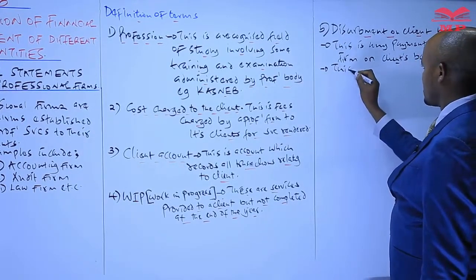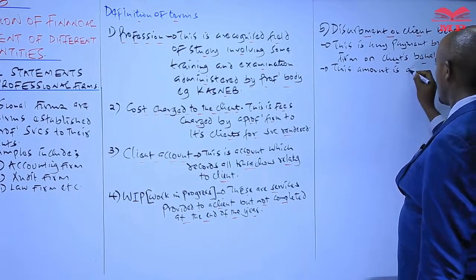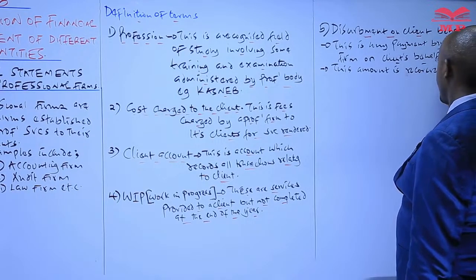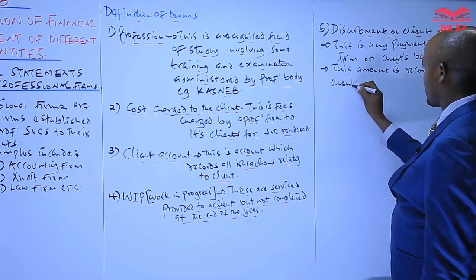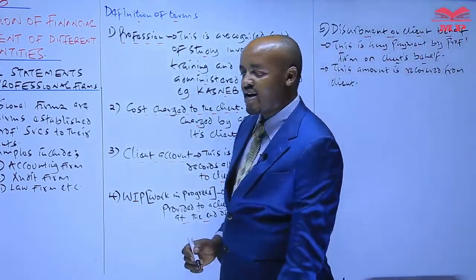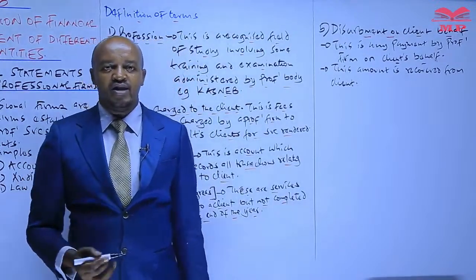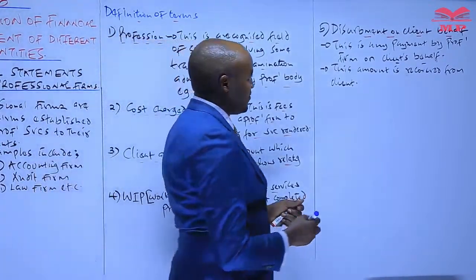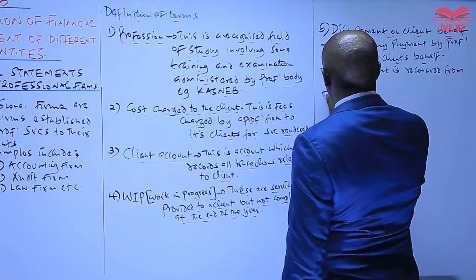So this amount is recovered from the client. Recovered from who? From the client. Yes. So these are basically some of the terms which you must be able to define as far as professional firms are concerned. And from there we can then proceed and look at the financial statements prepared by a professional firm.